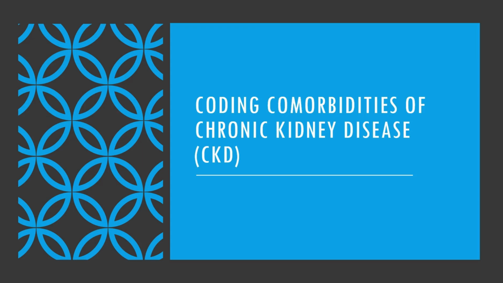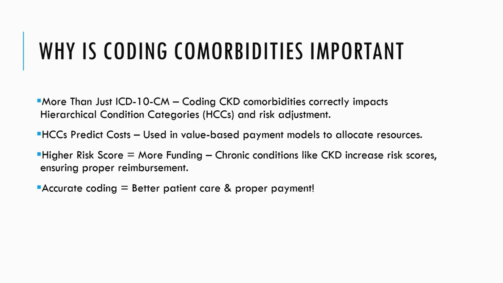Hey coders, did you know that chronic kidney disease, CKD, often comes with multiple comorbidities, each with specific coding rules? Accurately coding these conditions is critical, but why? Let's find out. Properly coding CKD and its comorbidities isn't just about following the ICD-10-CM guidelines. It also impacts hierarchical condition categories, or HCCs, and risk adjustment.